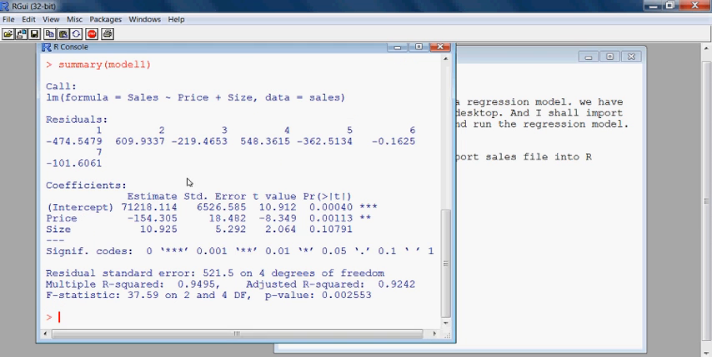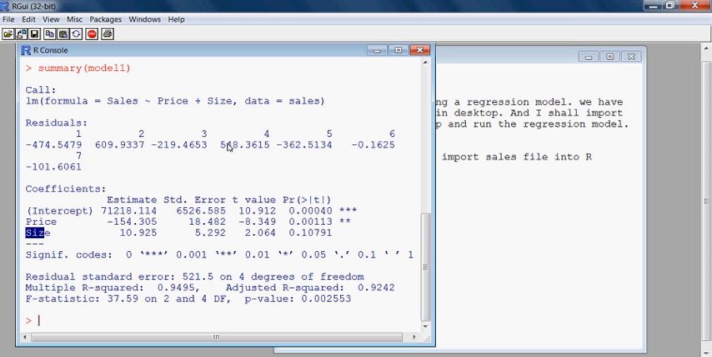Then I press enter. You can see the model has come up: residuals, coefficients. Price and size are the two independent variables and cells is the dependent variable. Here, this is the price, and this one is the coefficient of price. This one is the standard error, this one is the t value, and this one is the p value, the probability value.